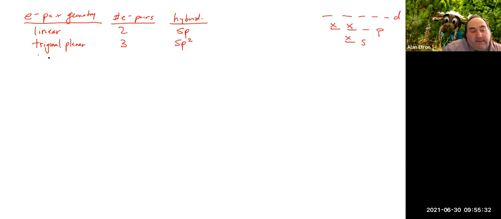Next one is tetrahedral. And tetrahedral is four electron pairs, that 109.5 degree geometry. And again, if you just count it off, starting with the s, p, p, and one more p, you have an s and three p's. That will give you an sp3 hybridization.